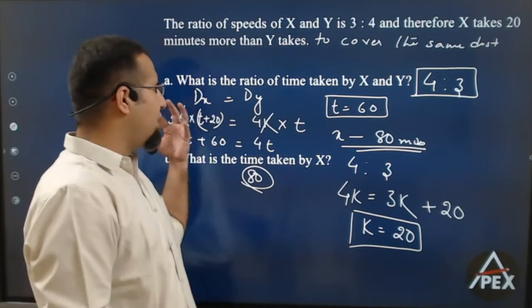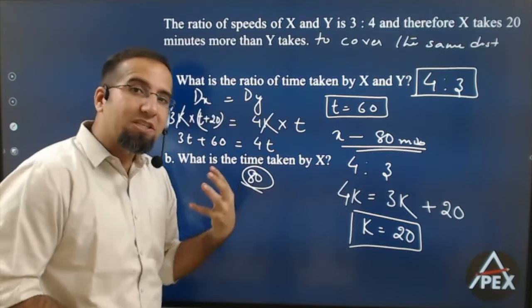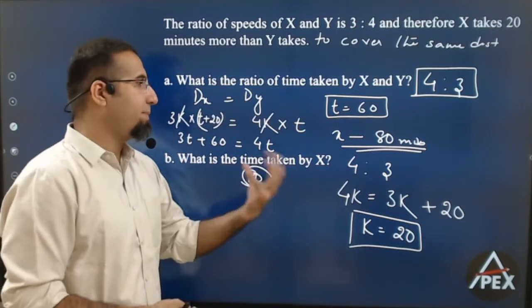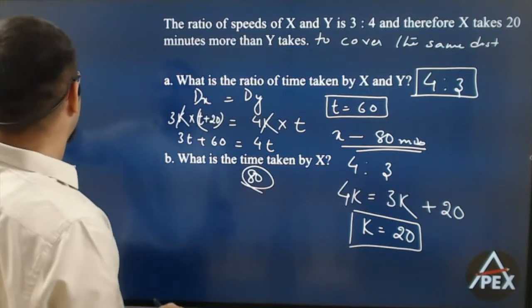So I need not go to the longer approach. I can directly use the ratio, especially when distance is constant. We can apply this concept and we can also keep moving forward. Right? Let's move to the next question.